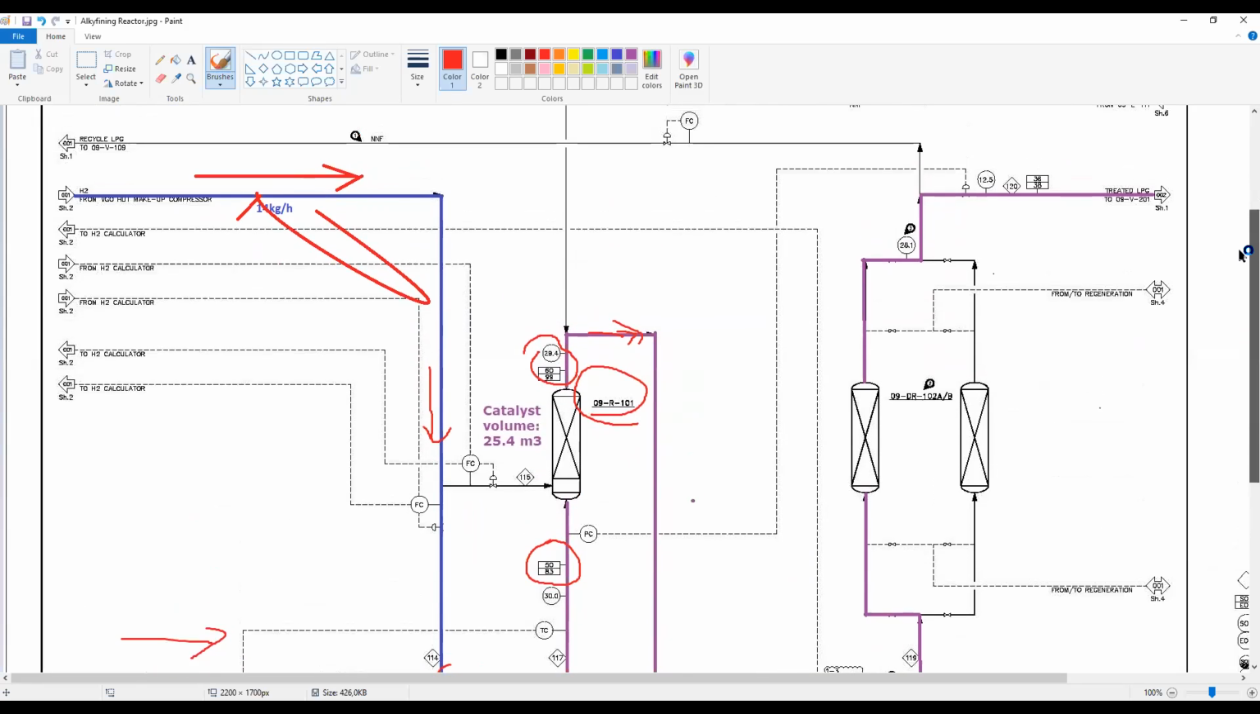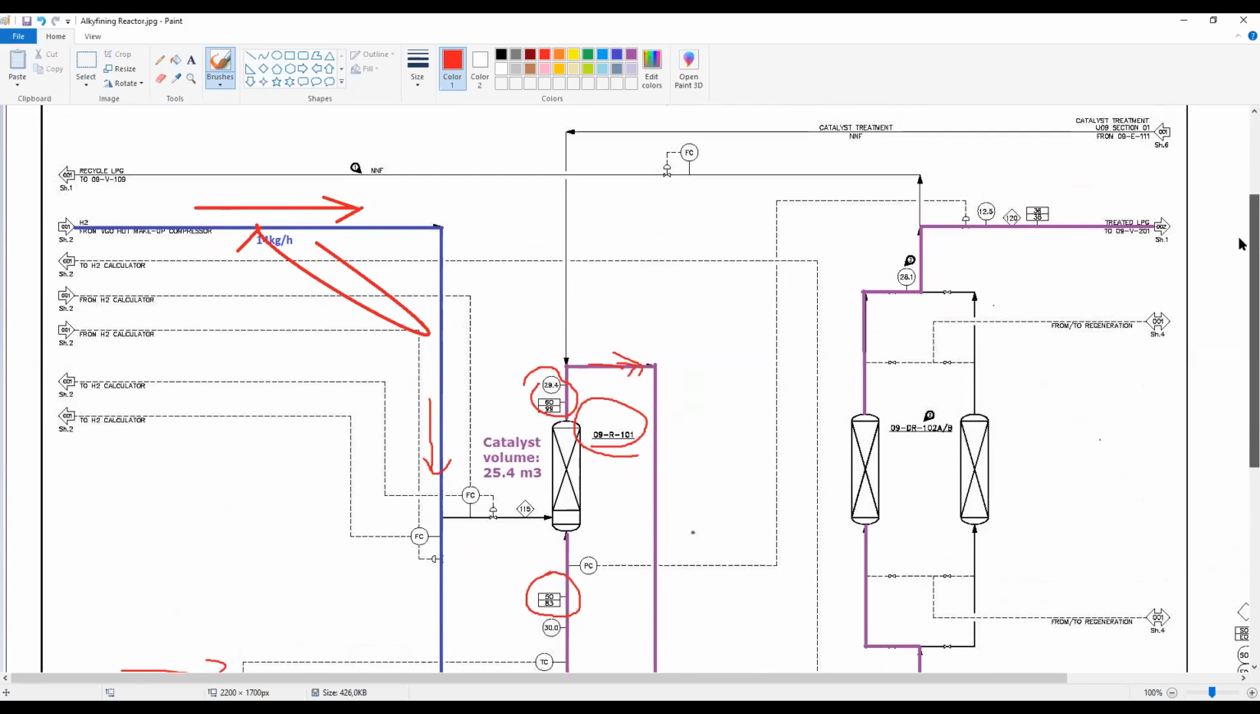You will see in these PFDs some streams at the top, for example, this that I am marking now in red. It says normally no flow. There are lines that you will use when you regenerate the catalyst. So that's why in normal operation you will see normal no flow for these streams.